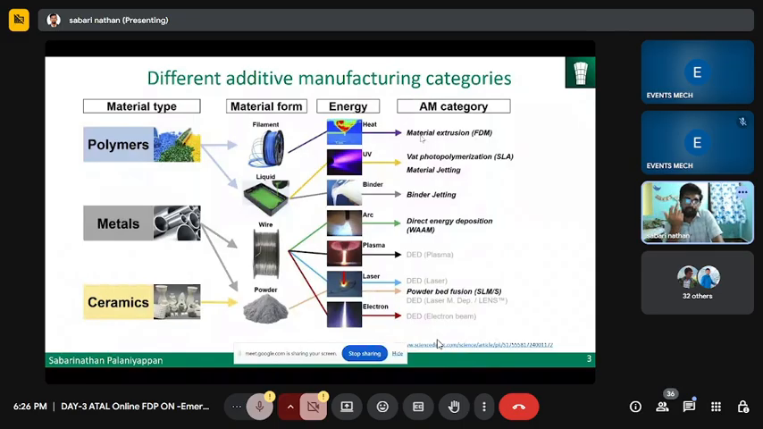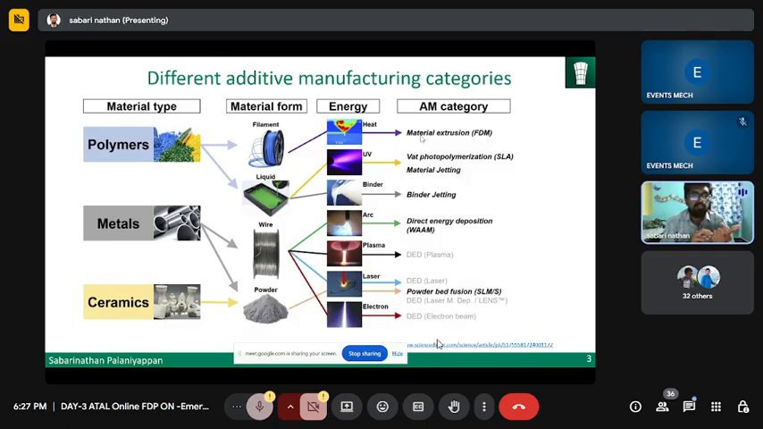When they use a UV source with a different kind of light, it is called material jetting, which is PolyJet technology. The next one is arc. When they use wire, particularly in metal applications, it is called the wire arc additive manufacturing process. When they use powder forms, in all kinds of applications like polymers, metals, as well as ceramics.